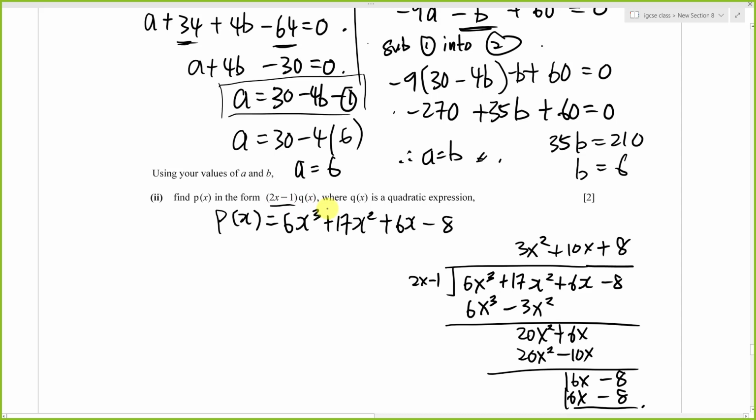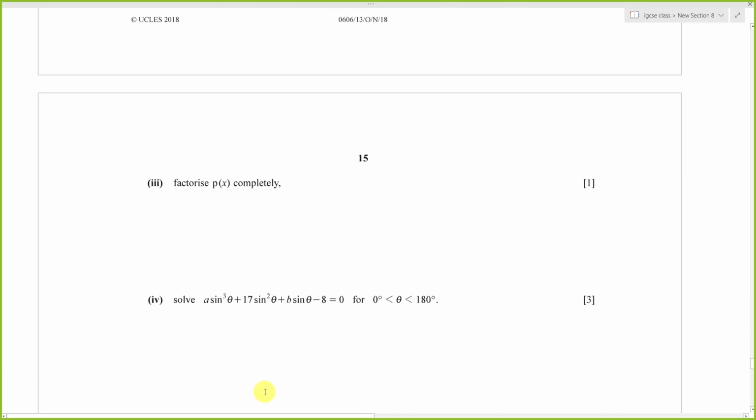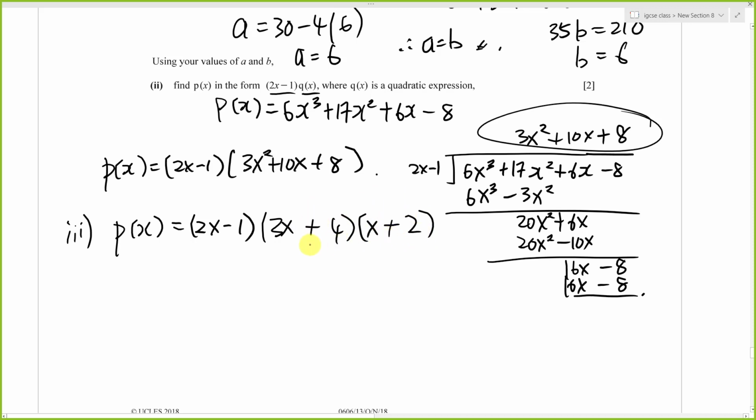Alright, so because they say 2x minus 1 times qx, so this one will be your qx, the quotient. So your px is equal to 2x minus 1 multiplied by 3x squared plus 10x plus 8. Alright, so yeah, qx is a quadratic, so you just leave your answer like this, should be fine. Then they ask you to factorize completely. At this step only, you start to do the factorization. So yeah, I will just show you here, but you do it at the bottom in the exam. So yeah, therefore px equals 2x minus 1. This one I hope you can factorize easily. You get 10 should be 4 and 2 here, plus for both.